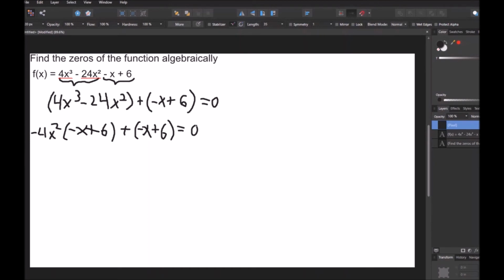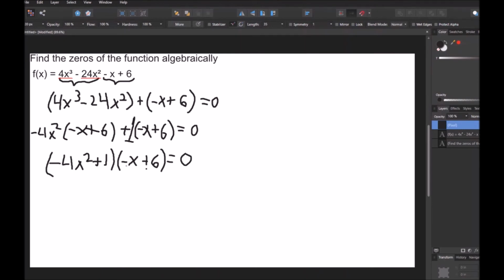Equals 0. Now from here, I can take my groupings and condense them. So I'll have negative 4x squared plus 1. And that 1 is coming from a hidden 1 right here. Because if you distribute the 1 to the negative x and 6, you're just going to have negative x and 6 still. It's the same thing, but for factoring purposes, it's basically a 1. So it's negative 4x squared plus 1 times negative x plus 6 equals 0.